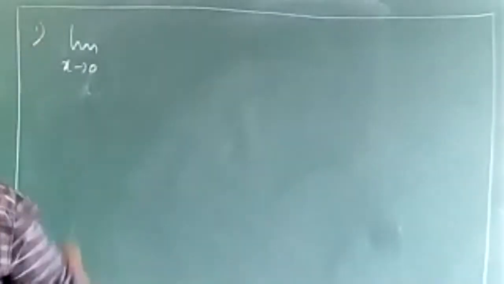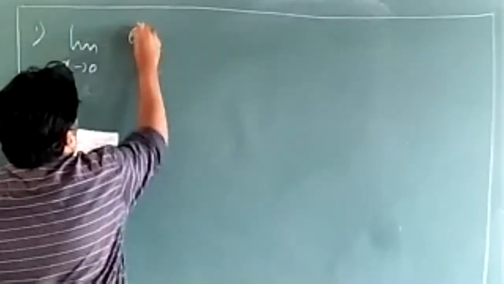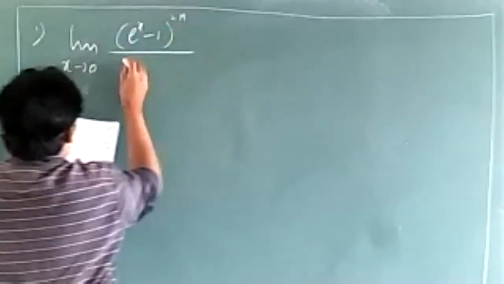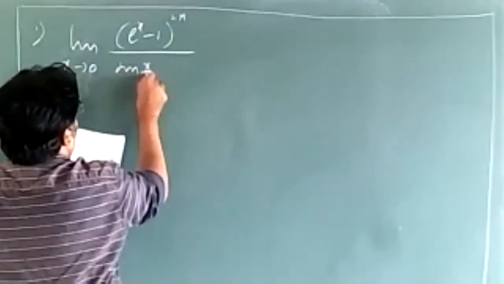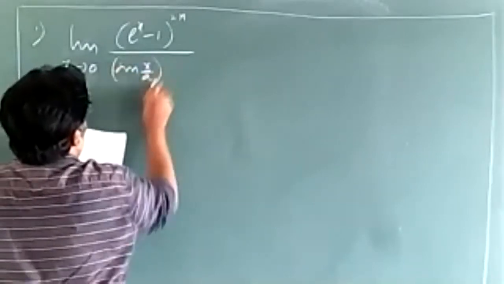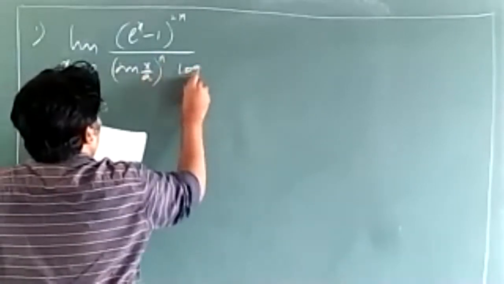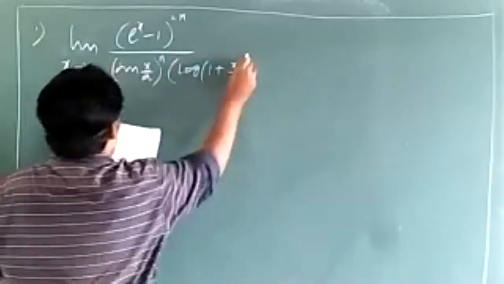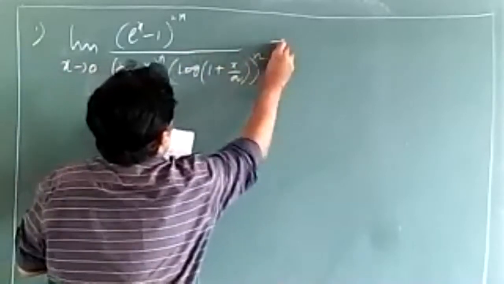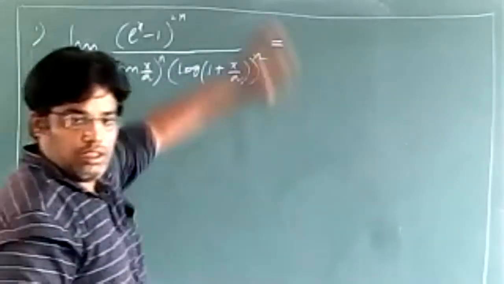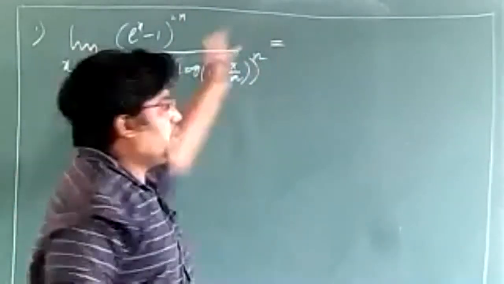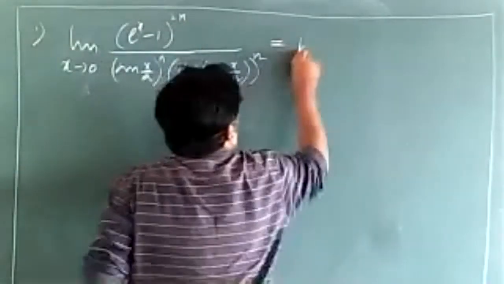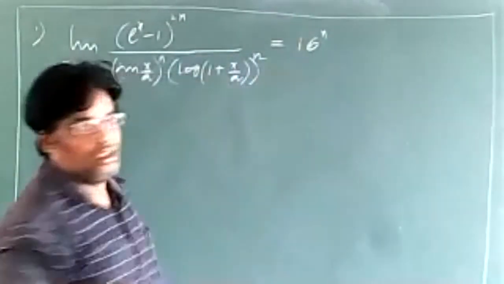Let me write that. You have (e^x minus 1)^(2n) divided by sin(x/a)^n into log(1 plus x/a)^n. This is f(x). This limit is equal to f(0), that is, the function at x equals 0, which is 16^n.